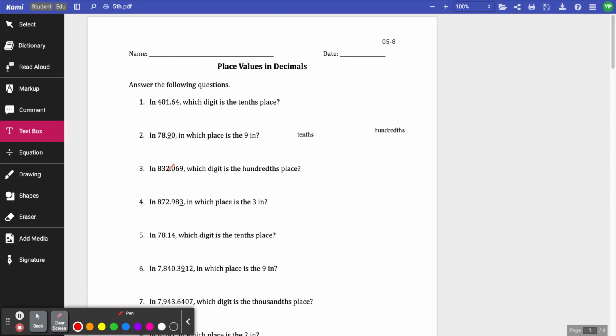Number 3, in 832.069, what digit is in the hundreds place? The hundreds place is the second one behind the decimal point. It would be the 6, right? So which is in the hundreds place, so 6. And number 4, in 872.983, in which place is the 3? The 3 is after the hundreds, and what's after the hundreds is the thousands. So it's going to be the thousands place.